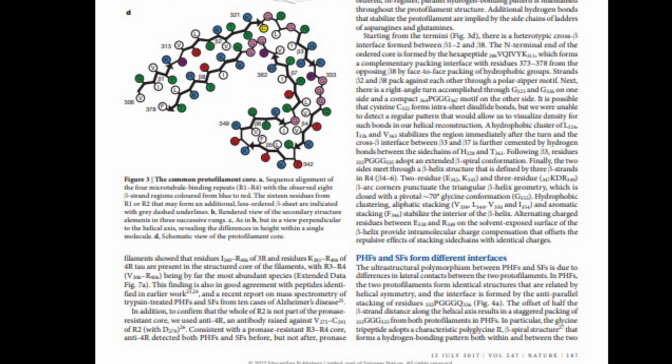Alternating charged residues between E338 and R349 on the solvent-exposed surface of the beta helix provide intramolecular charge compensation that offsets the repulsive effects of stacking side chains with identical charge.